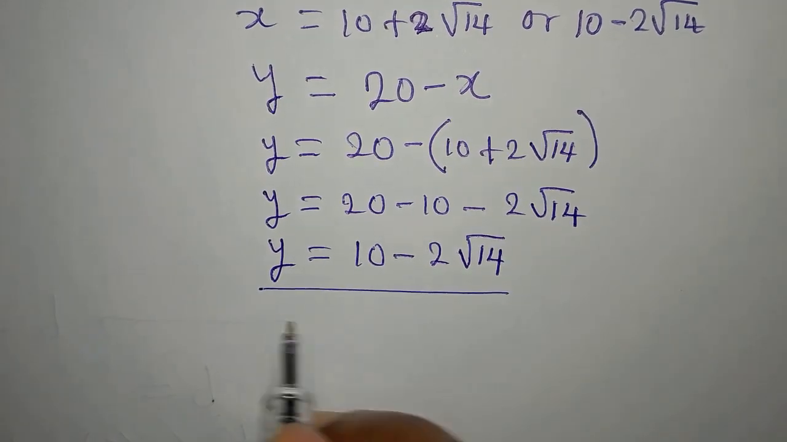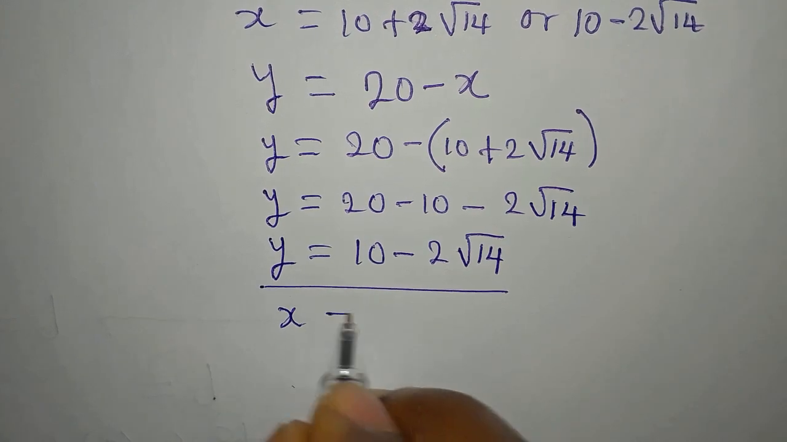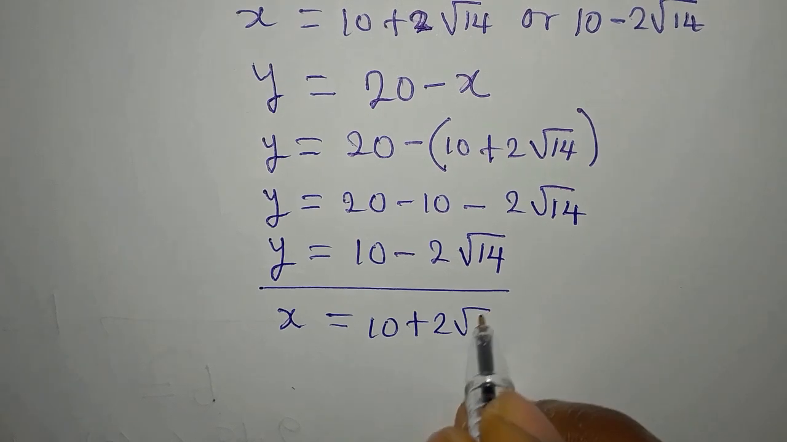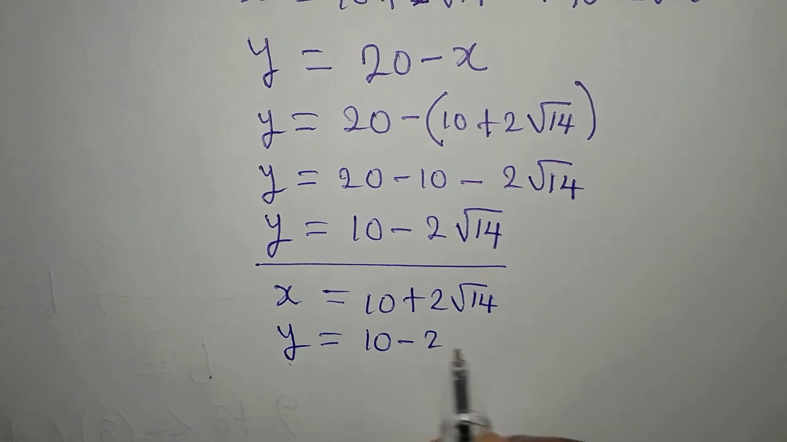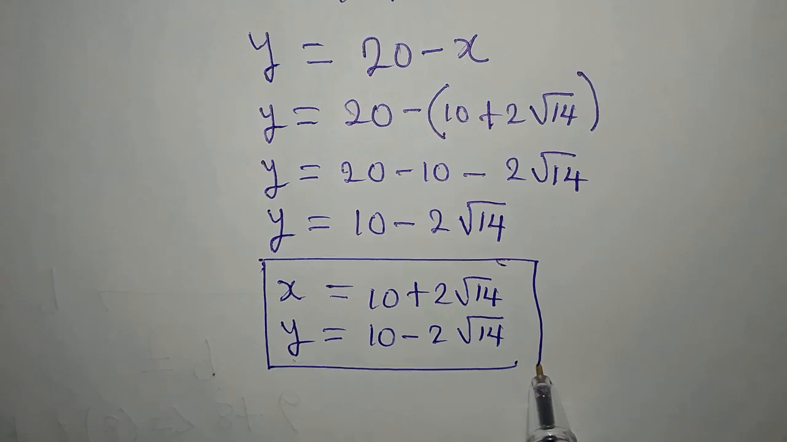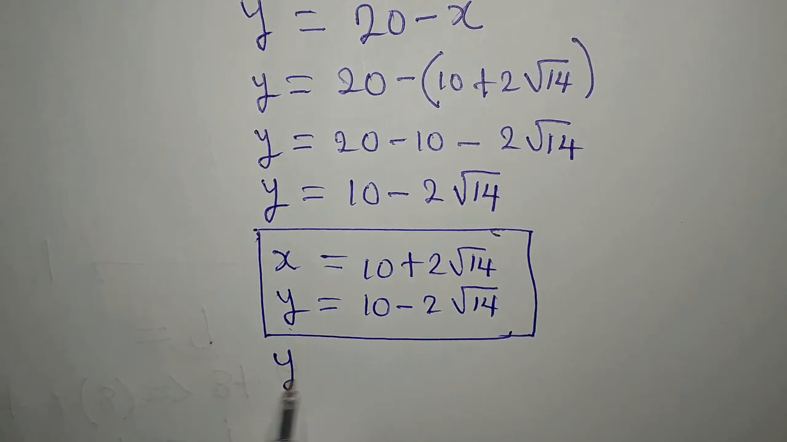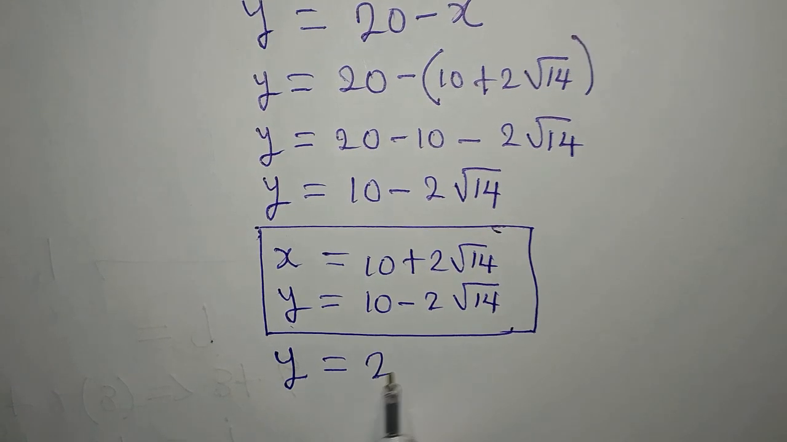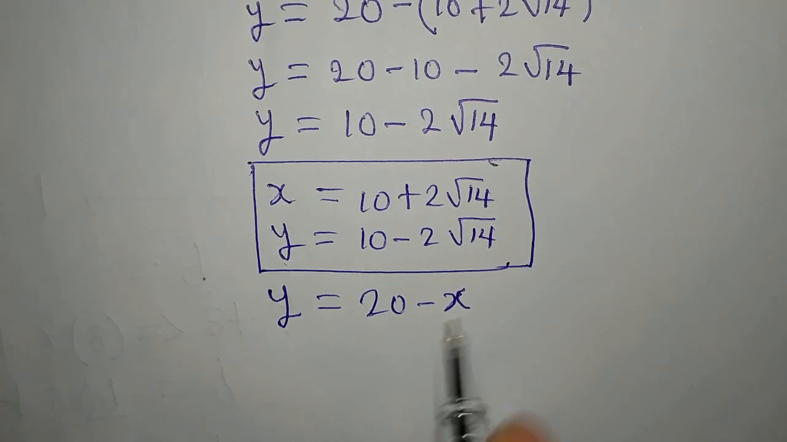Now, what are we saying? We are saying that when x is equal to 10 plus 2 root 14, y is equal to 10 minus 2 root 14. Okay, but this will not be the only solution because we need to get the second value of x. y is equal to 20 minus x. Now we are going to pick the second value of x and put into this.